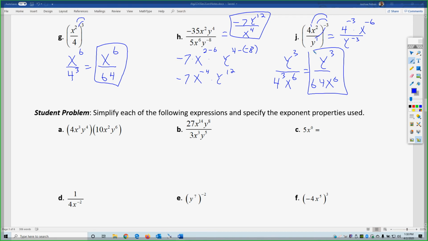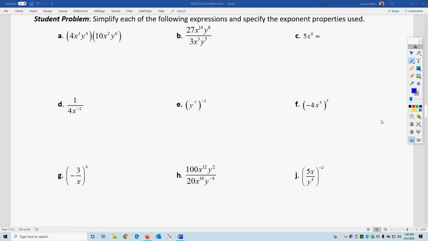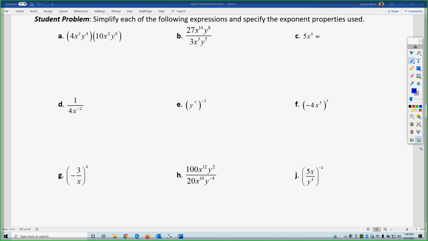All right, pause the video, try the student problems. All right, product rule of exponents. We get 40 for the 4 times 10, x to the 5th for the x's, and y to the 10th for the y's. Product rule is add the exponents. Quotient rule, subtract. 27 divided by 3 is 9. We have 14 minus 3 and 8 minus 5 for 9, x to the 11th, y to the 3rd for our final answer.